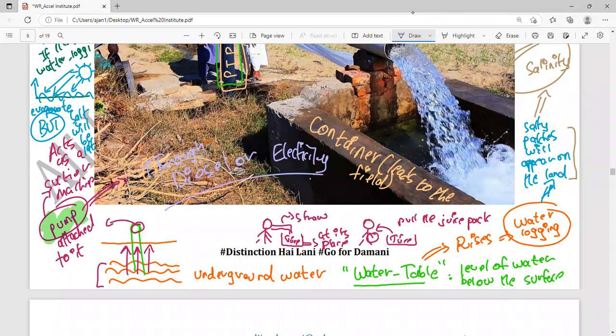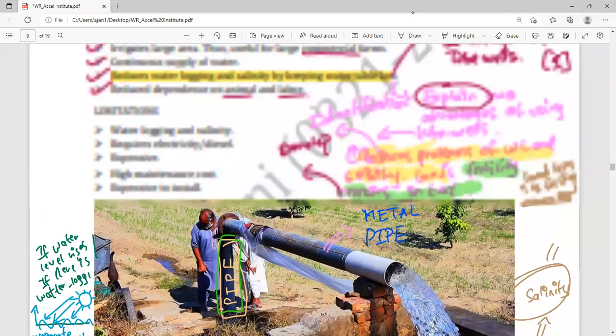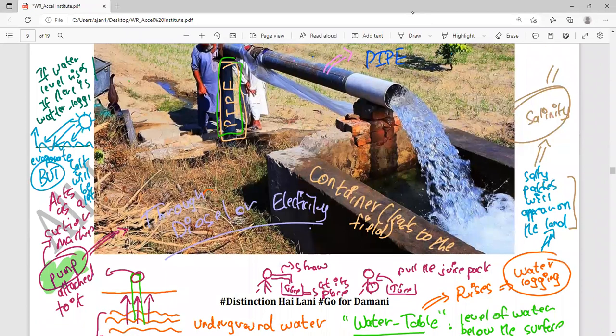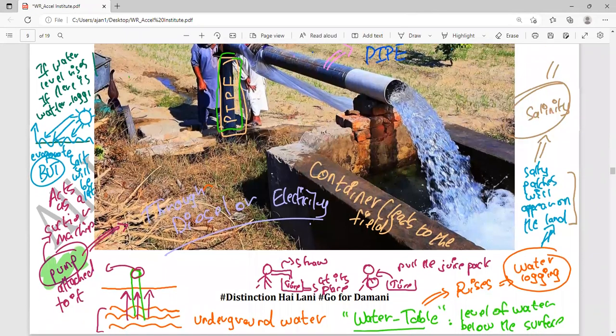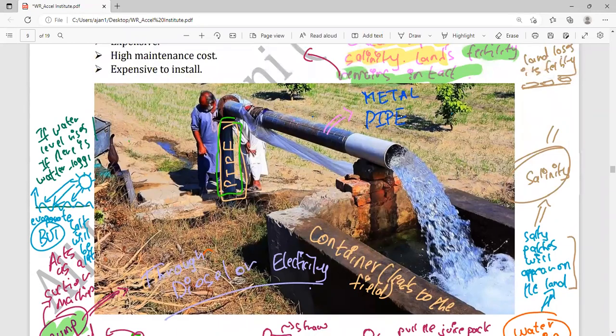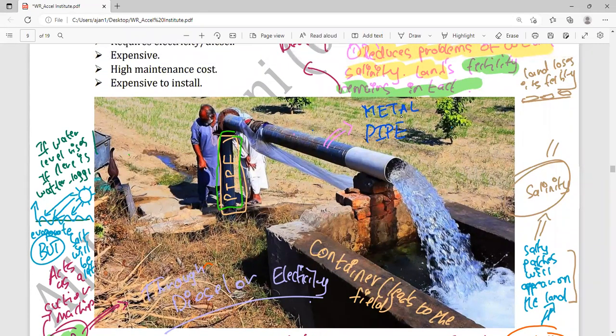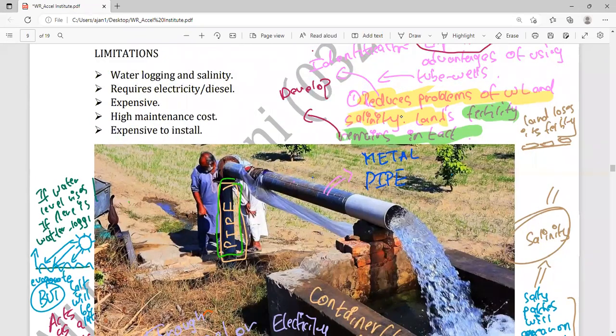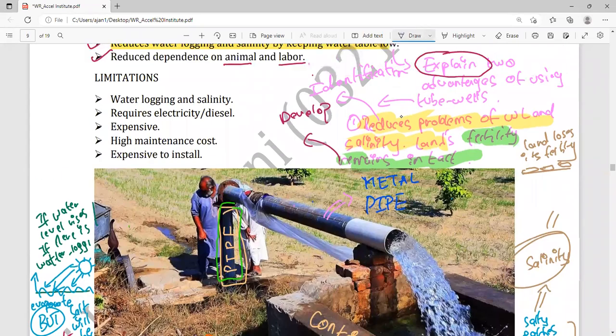So this is a limitation of this method, right? For this method, you need access to electricity, or you need to have diesel. Do you think a subsistence farmer can afford this method? Really not, right? Because diesel is quite expensive, and then you have your electricity problems. So there are certain limitations.